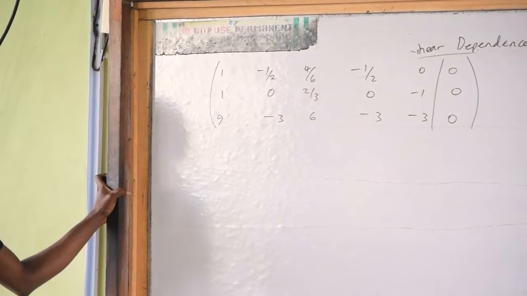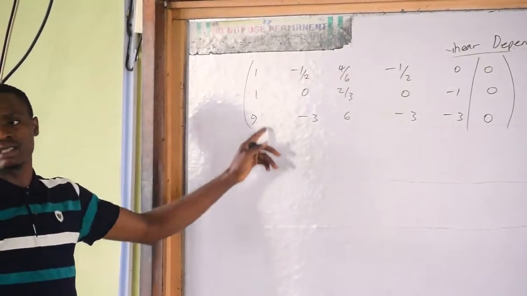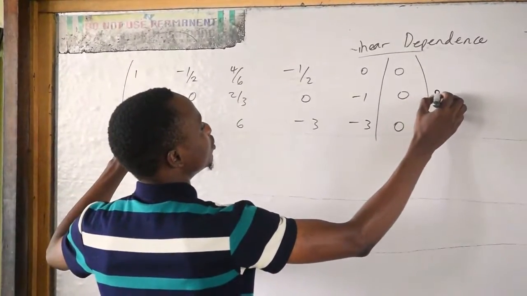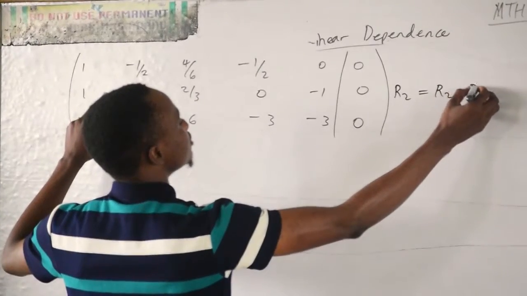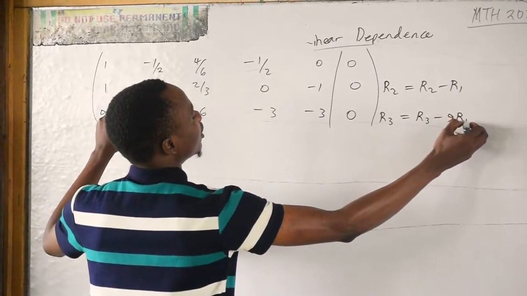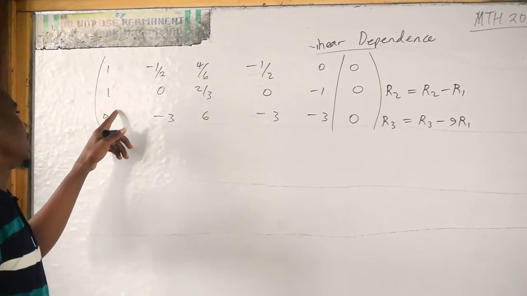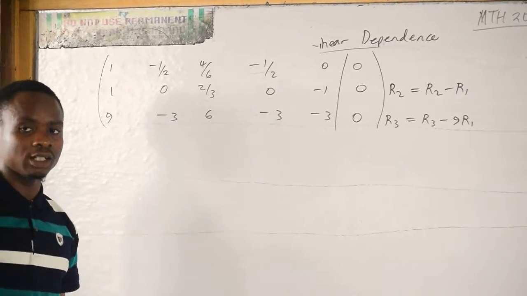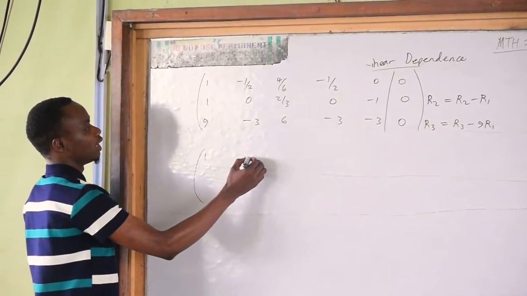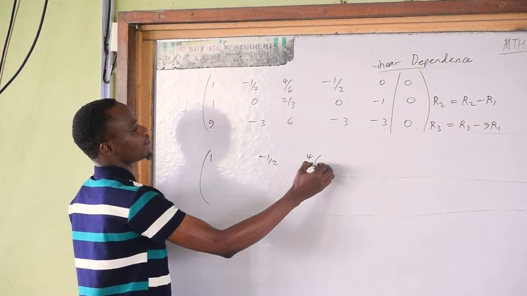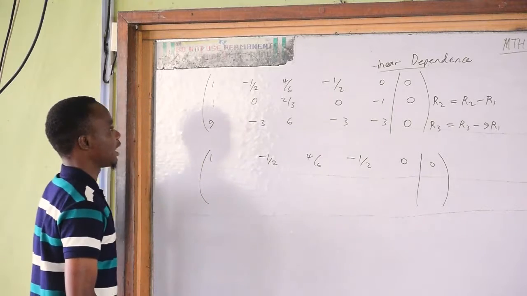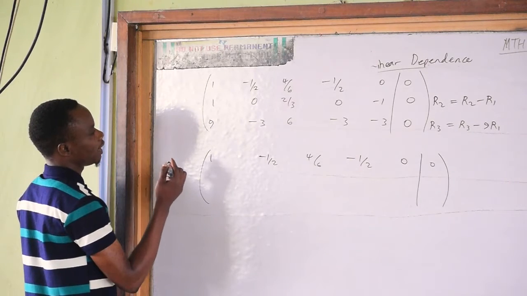Is it clear? What's the next thing? I'm going to clear off every other element in this column using this as my reference. So I'm going to say that R2 is equal to R2 minus R1. Is that clear? R3 is equal to R3 minus 9R1. Does it make sense to you? You won't be multiplying the particular row by a number, just like we saw the other time. So this is going to give us what now? I'm not doing anything to R1. This is going to be 1, minus 1 over 2, 4 over 6, minus 1 over 2, 0. And then I have R2 equal to R2 minus R1.